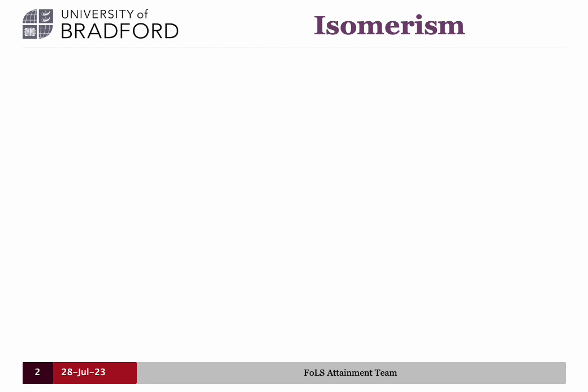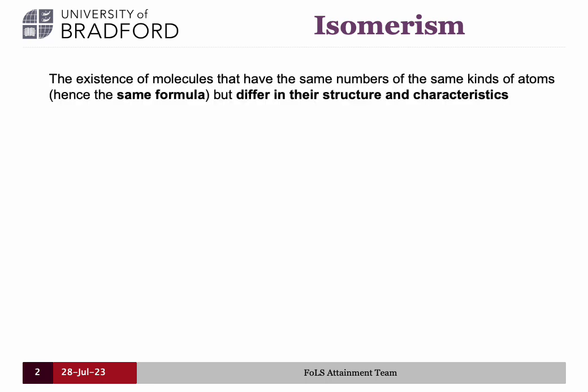First, let's see what isomerism is. It's the existence of molecules that have the same numbers of the same kinds of atoms and hence the same formula, but differ in chemical and physical properties. In other words, isomers are chemical compounds that have the same parts but are nonetheless not the same.